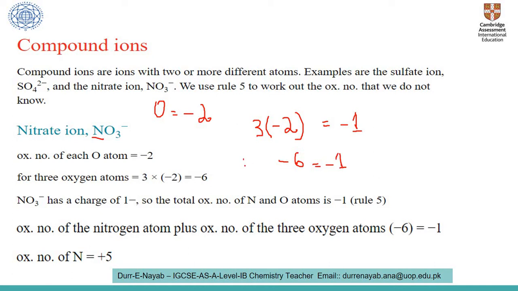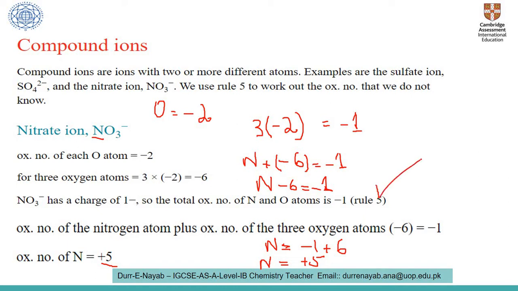is equal to -1 over here, with nitrogen. I don't know the value for the nitrogen. So nitrogen plus -6 is equal to -1. Now to find the nitrogen, I will shift this -6 to the other side. So it will be nitrogen equals -1 plus 6. Now doing this math, it will be equal to +5. So this gives us an idea that the oxidation state of nitrogen in this compound ion is +5. So this is how we sort out the oxidation number for a compound ion.